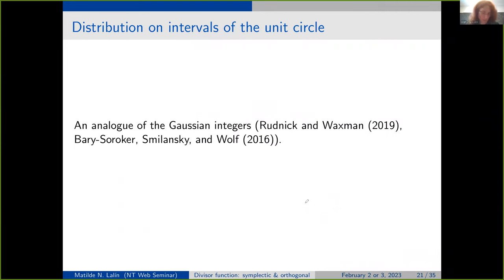We also look at a different context, a different problem that will also give symplectic. So this context has to do with Gaussian integers, and it has to do with constructing an analog of Gaussian integers over function fields. This construction is found in a paper of Bary-Soroker, Smilansky, and Wolf, and it's also used by Rudnick and Waxman to study the distribution of Gaussian primes, again by modeling what happens over function fields.